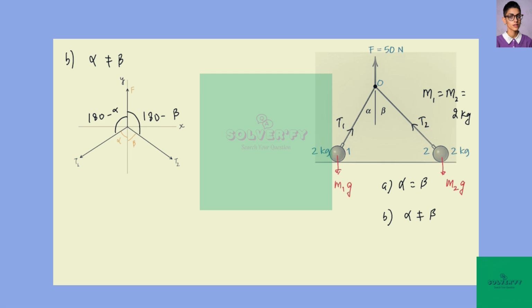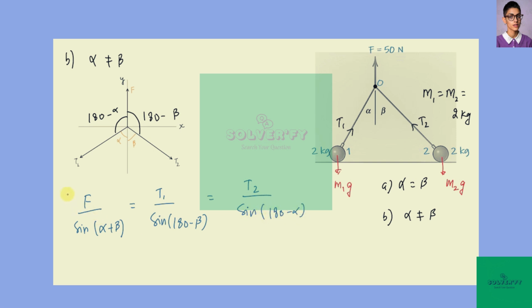So now next we can apply Lami's theorem, which is F over the sine of this angle, sine of alpha plus beta, is equal to, now next, this tension T1 divided by the sine of this angle, so sine of 180 minus beta. Similarly, T2 over sine of this angle, opposite of this, so sine of 180 minus alpha.